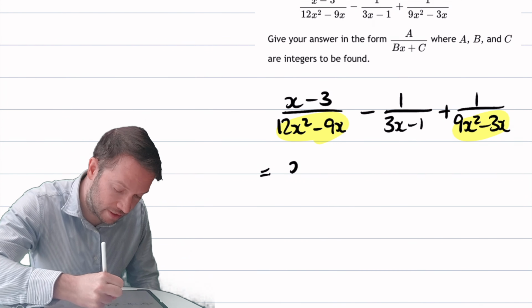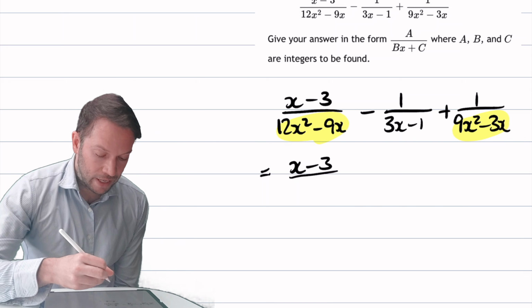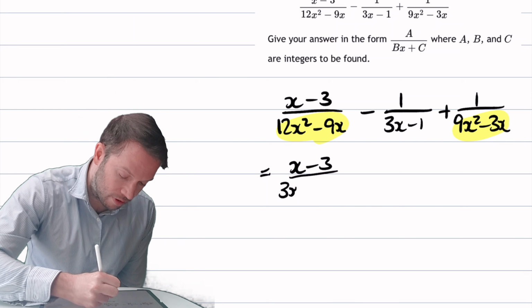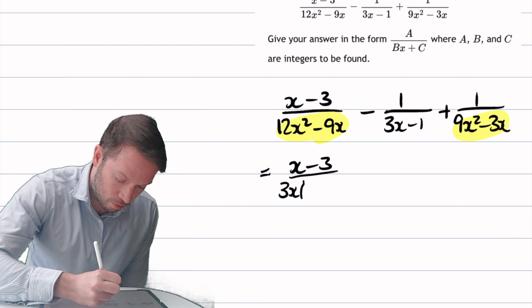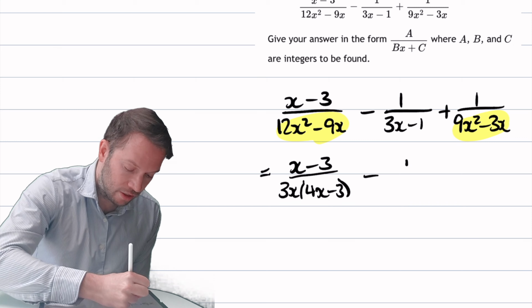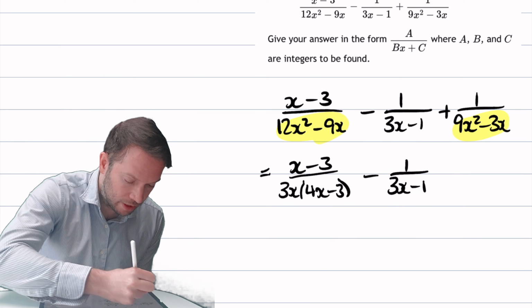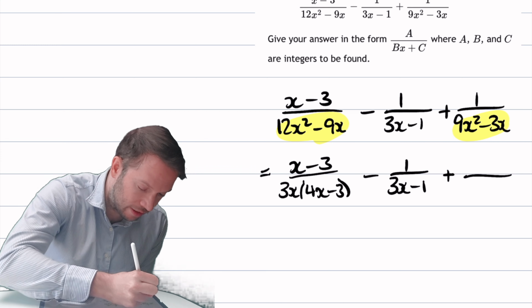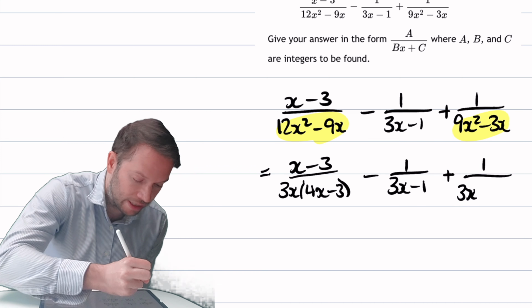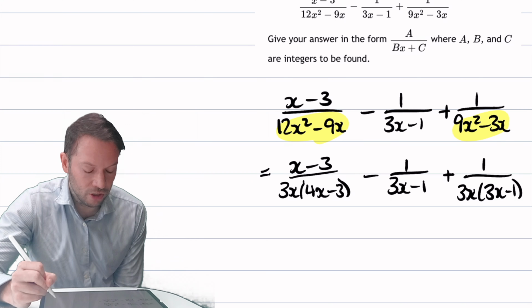So let's do that. The 12x squared minus 9x has a common factor of 3x, so we take that out and we're going to get 4x minus 3. Then there's nothing you can do with that second fraction. And then this one here, we can take out 3x. So it's 3x brackets 3x minus 1. Okay, right, so we factorise the denominators.